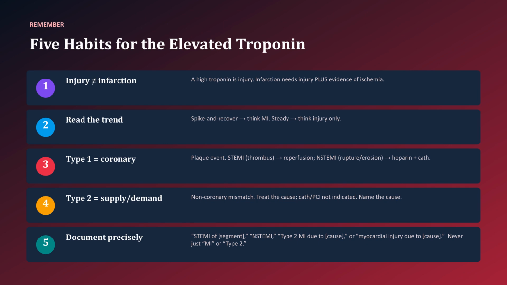To summarize, remember these 5 habits. Injury is not infarction. Always read the trend. Type 1 relates to coronary events. Type 2 is a supply-demand mismatch. And finally, document with precision. Applying these habits will ensure your records are accurate, specific, and clinically sound.